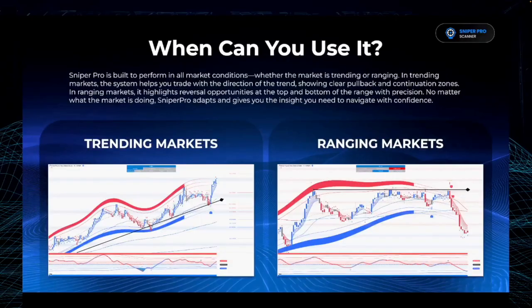Now, when can you use the new Sniper Pro? So Sniper Pro is built to perform in all market conditions, whether the market is trending or ranging. In the trending markets, as we begin to take a look, the system will help you trade with the direction of the trend, showing you very clear pullbacks and continuation zones. And if you're in ranging markets, it's going to highlight reversal opportunities at tops and bottoms of ranges with precision. So no matter what the market is doing, trending or ranging, Sniper Pro will adapt to give you the insight that you need to navigate the market with confidence.